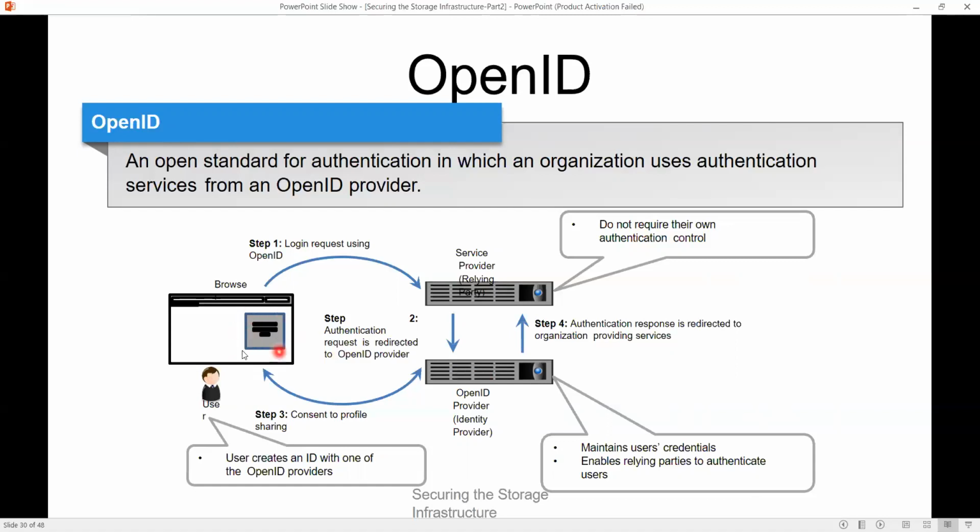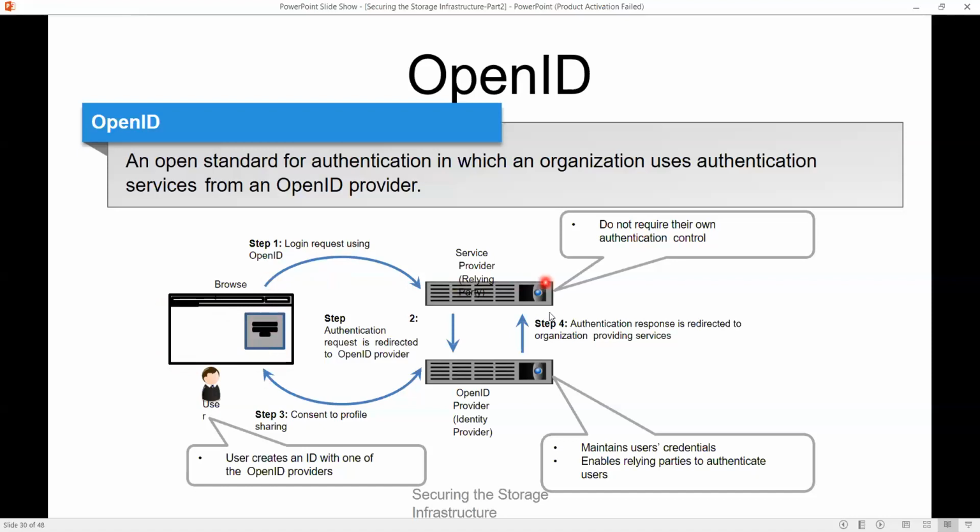So here we have the OpenID login request, which that particular service provider is relying on. So this service provider is the website owner, right? You can take any dummy website like www.abc.com. That particular website does not have any control on the authentication process, right? So what happens is when this user sends a login request using OpenID, right? Because this person has already created an account using the OpenID provider, right?